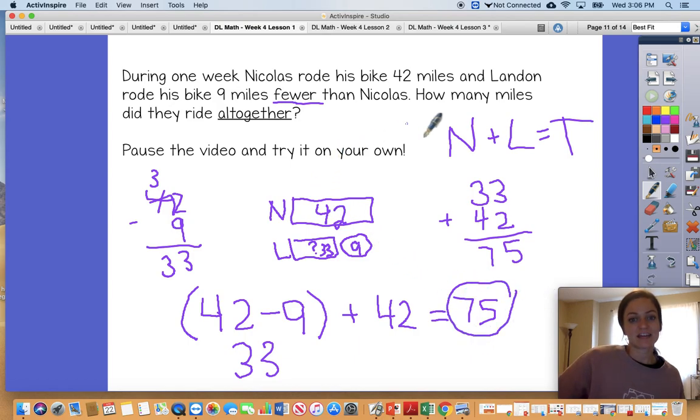Okay? That's when it's really important, you guys, to pay attention to what it's actually asking. Because I know a lot of you, if you would have read that first sentence, this part, you would have been like, oh, I just need to take 42 minus 9 and find the answer. And a lot of you probably wrote 33. But that's not what it was asking. It wasn't asking how many Landon rode. It was asking how many did they ride all together. So really pay attention to the questions when you're doing your Google form.